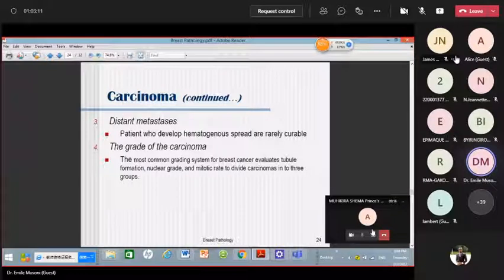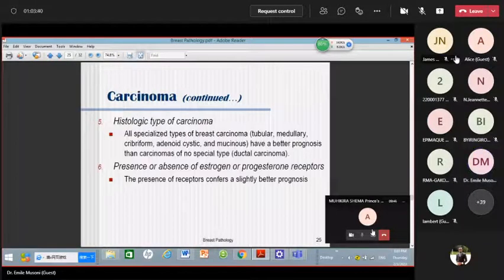Grade of the carcinoma. For grading the breast, there is a score, called the Nottingham score, where we see the tubule formation, nuclear grade, and the mitotic rate. This one will help for grading of the breast carcinoma.